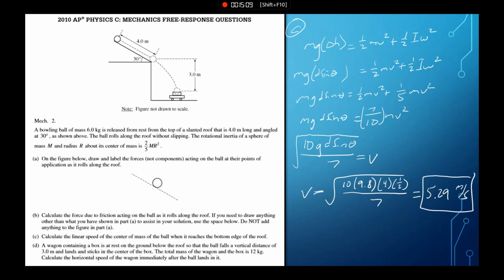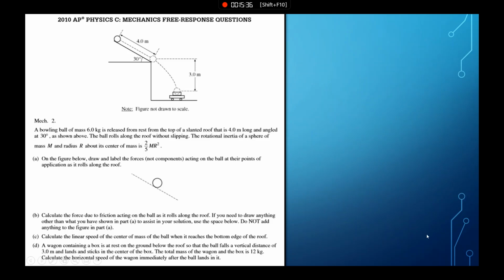Then the last one. We've got this wagon at the end of the ground. The ball will fall a vertical distance of 3 meters and then land and stick in the center of the box. The total mass of the wagon is 12 kilograms. We want to calculate the horizontal speed of the wagon after the ball lands in it. What do I have to do? So we use conservation of momentum. Okay, conservation of momentum. So for part D.